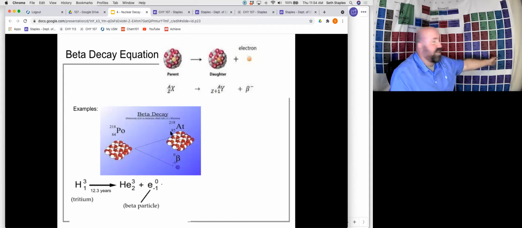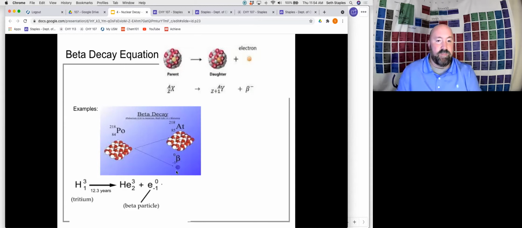And so our new element is astatine. And then our beta particle is emitted, and we can see that as well down here. Here's hydrogen-3, which is called tritium. Hydrogen-3 will decay by beta emission to form helium-3. So again, our mass number stays the same, but our atomic number goes up by 1. And that's the hallmark of beta decay.